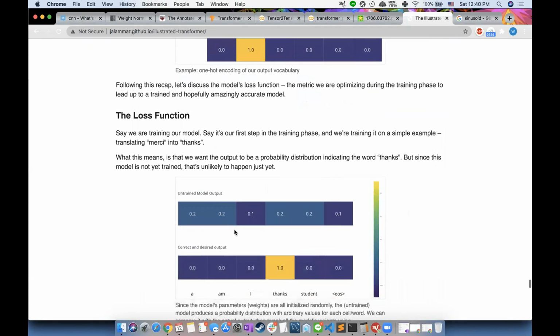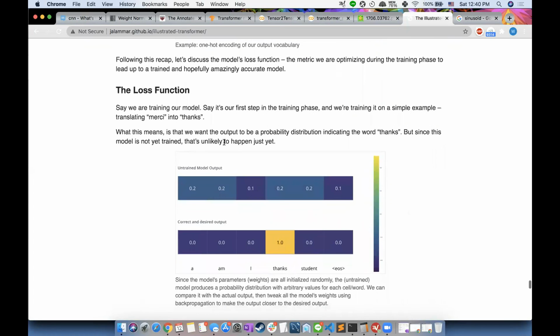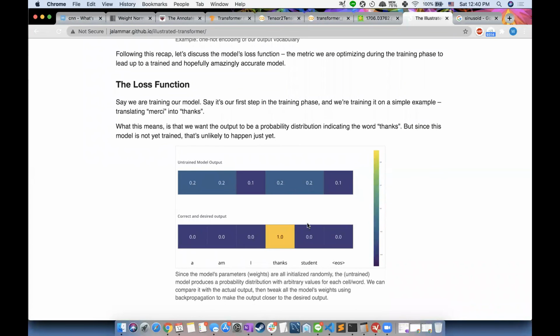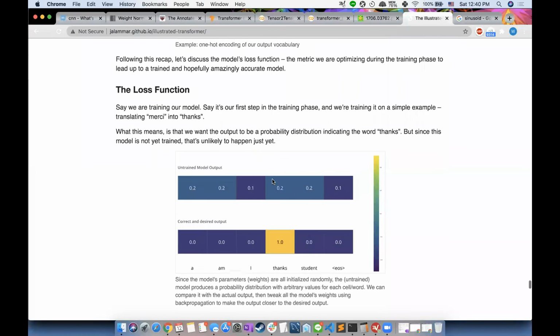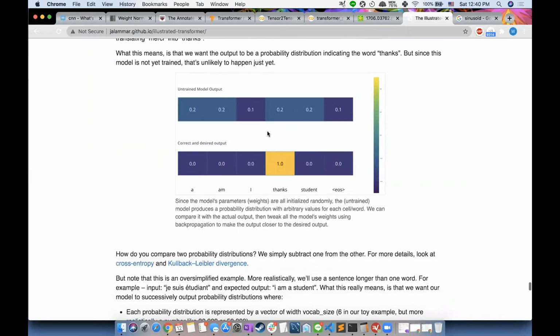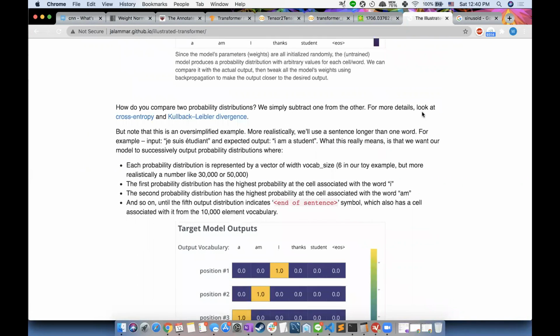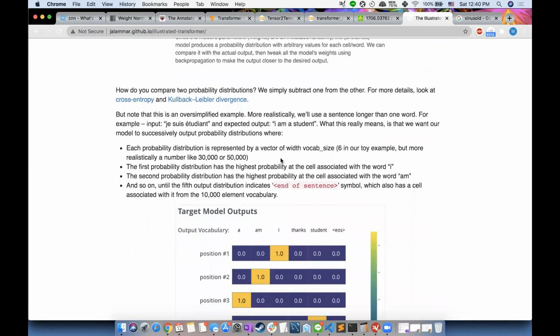Okay, loss function. So you literally just do cross entropy with these two vectors, right? It's the same thing as image classification, so you're doing cross entropy, and that's pretty straightforward. Cross entropy or KL divergence.